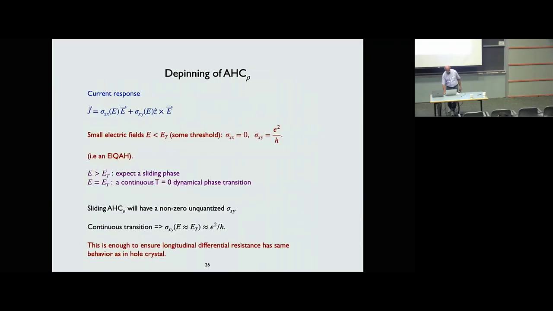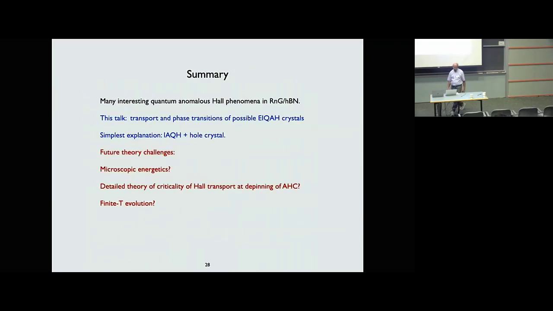In any case, let me just summarize and say that there's all kinds of interesting things going on in the experiments. And what I discussed is transport and phase transitions of one particular example of this extended quantum anomalous Hall state. They have arguments to say that this is probably the state that's actually pertinent to the experiments, but I don't have time to explain it. And there are a lot of future challenges that will be fun to think about. Let me stop.